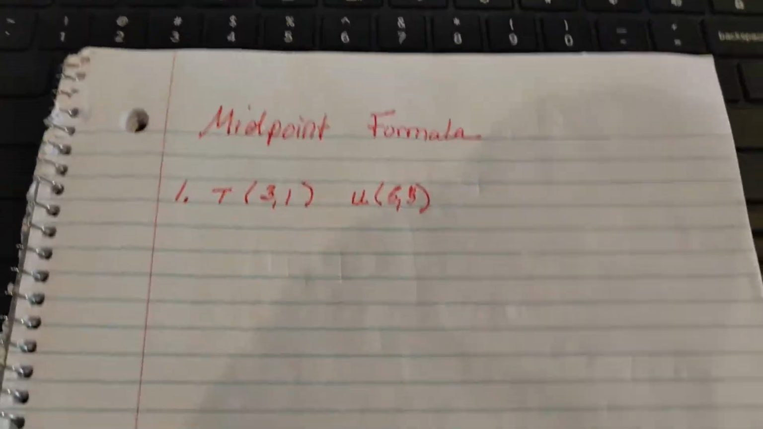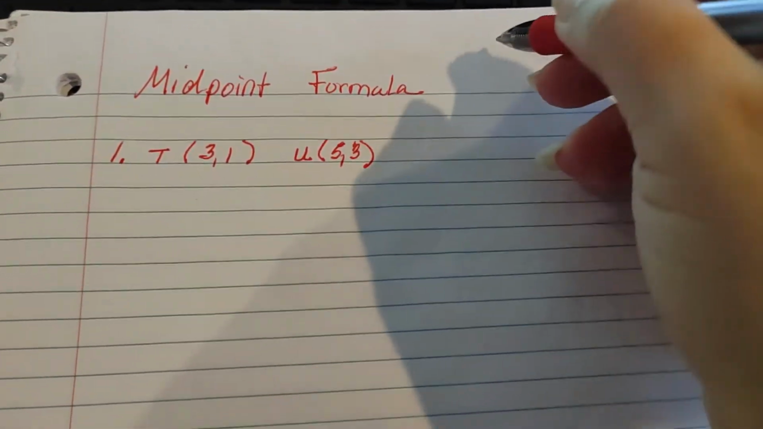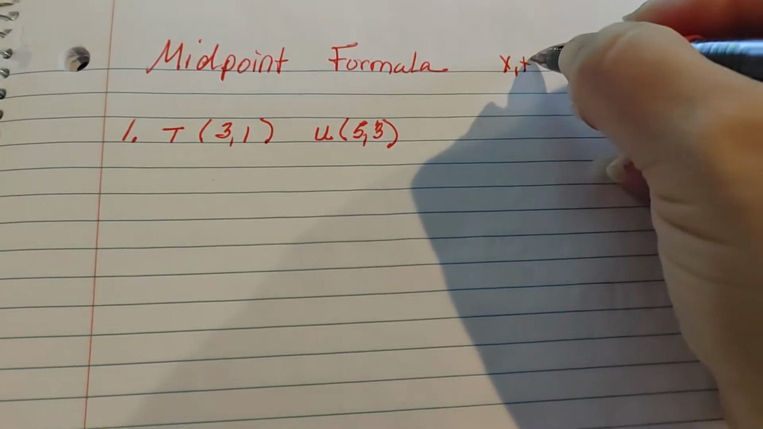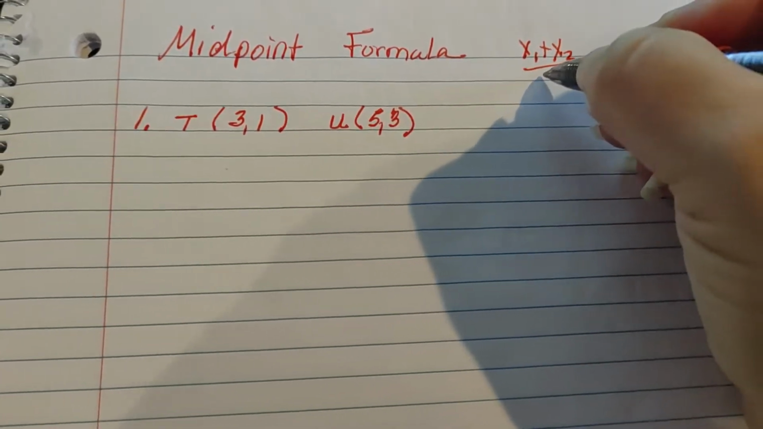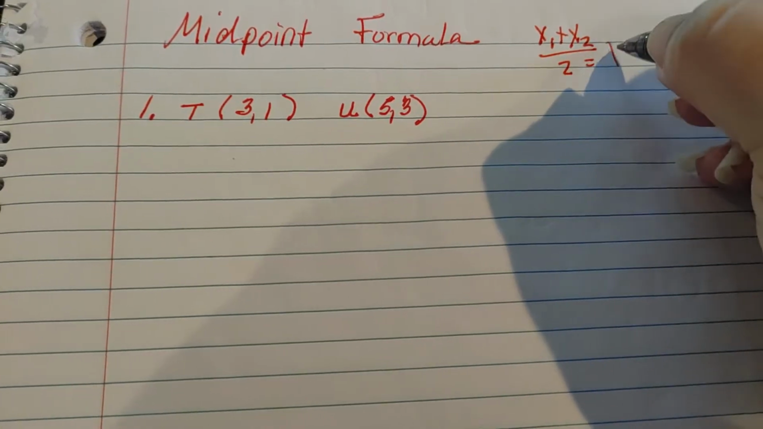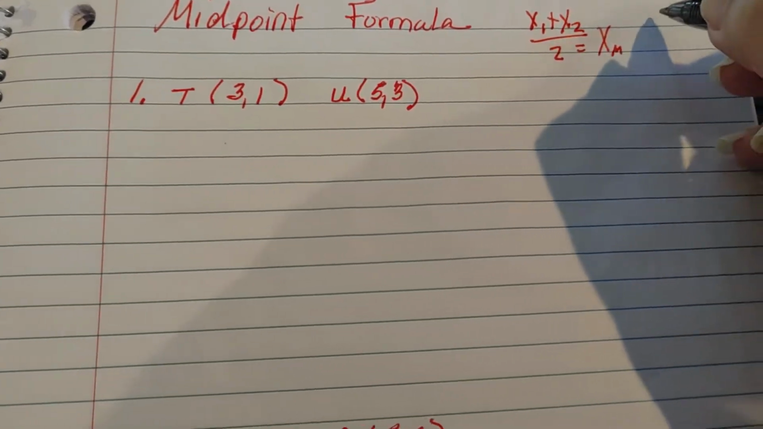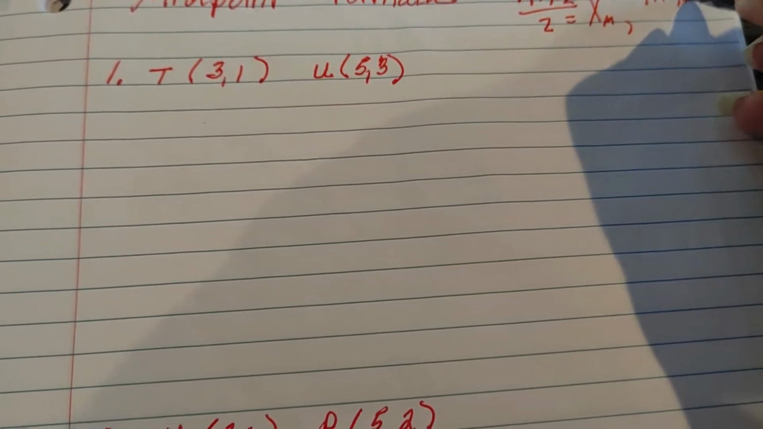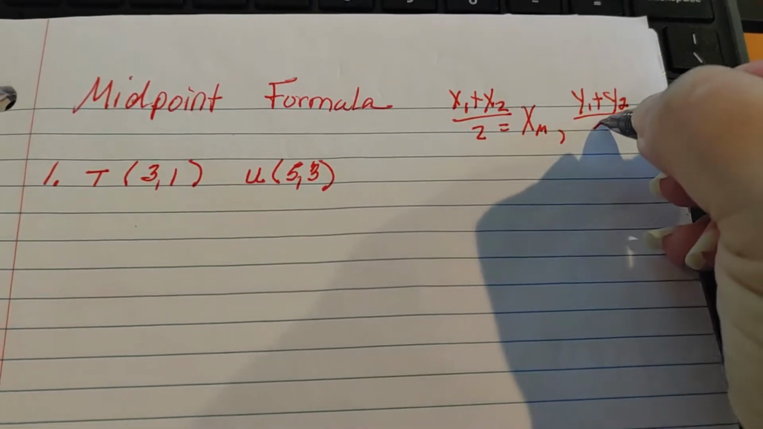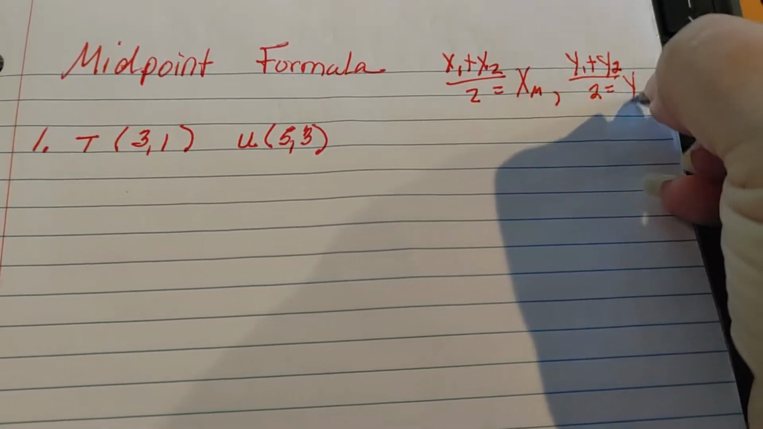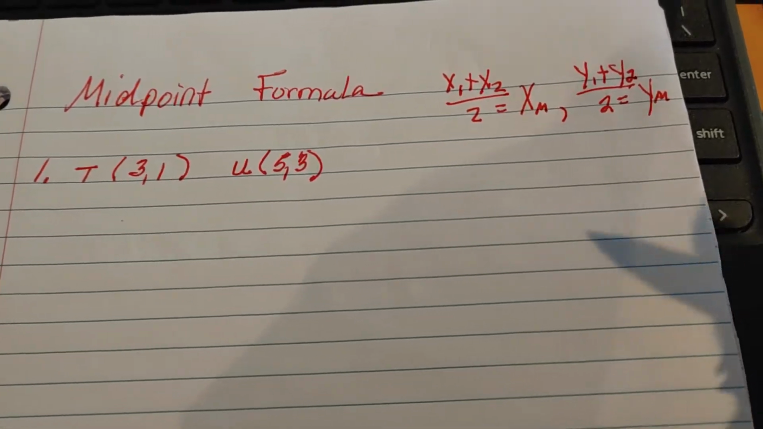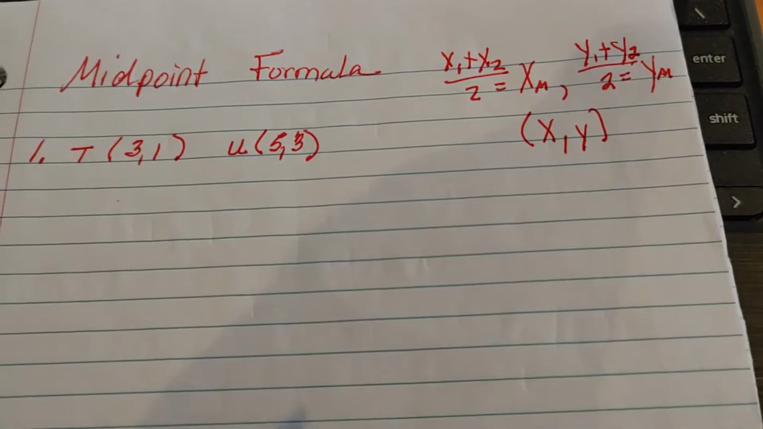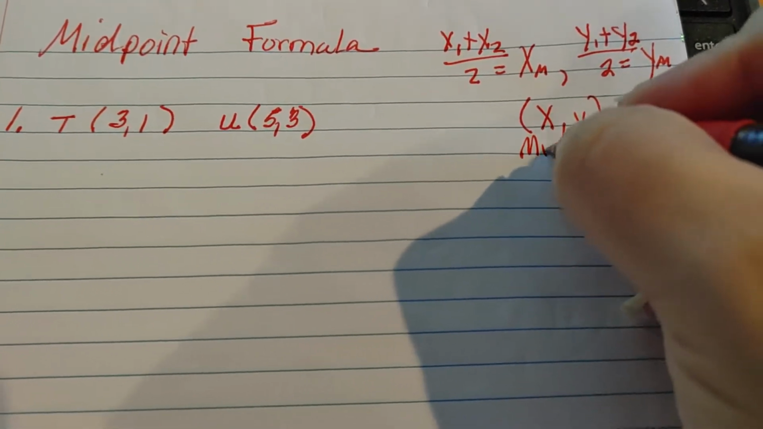Okay, this is a review for midpoint formula. The formula itself is we add our x's for each of the 2 points, divide by 2, and we get the x of the midpoint. Then we add our y's for the 2 points, divide by 2, and we get the y for the midpoint. So you're going to have 2 numbers inside your answer. One will be the x and one will be the y for your midpoint.